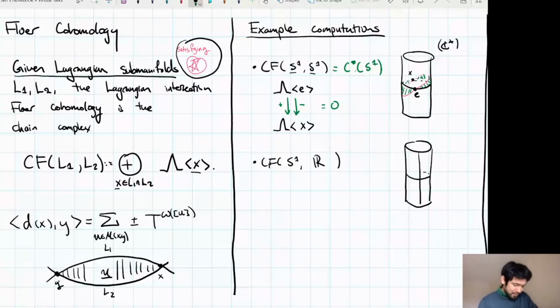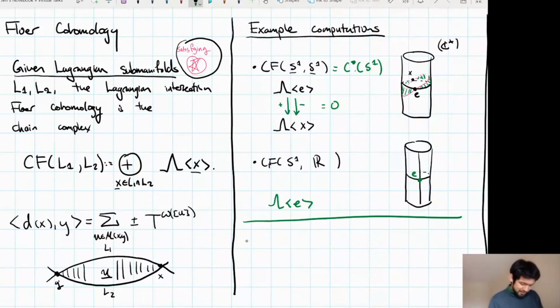Okay, a second example that you might look at is the intersection between S1 and R. These intersect at a single point. Let's call it E. So this chain complex has only one generator in degree 0. There therefore cannot be any other differential, and that's the entire story there. You just get a vector space.